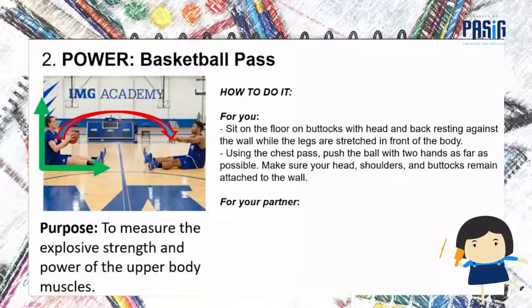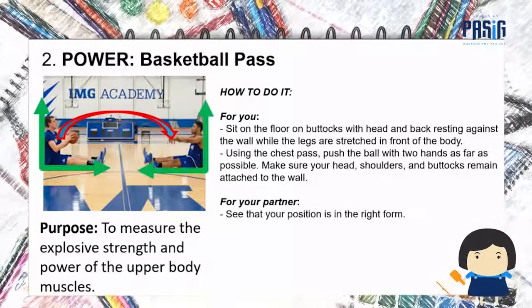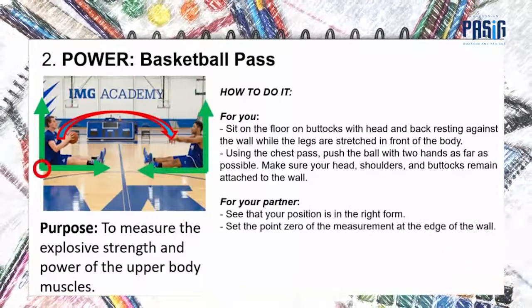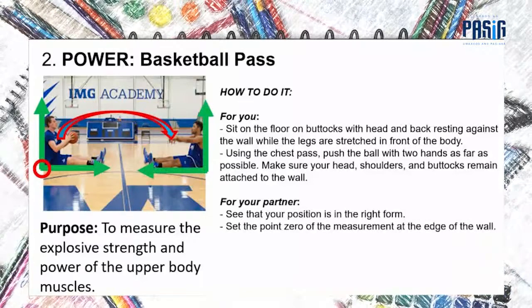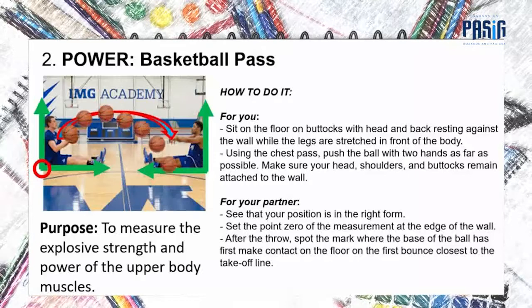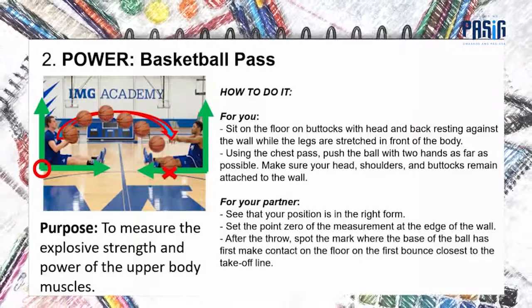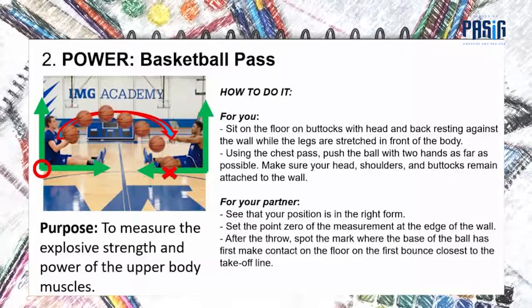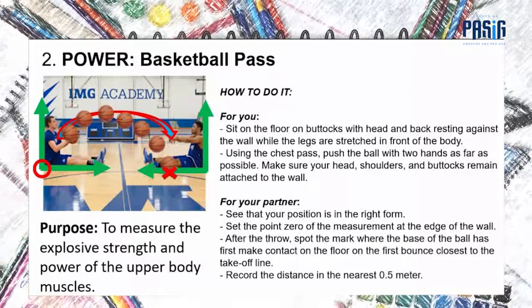For your partner, see that your position is in the right form. Set the point zero of the measurement at the edge of the wall. After the throw, spot the mark where the base of the ball has first made contact on the floor on the first bounce closest to the takeoff line. Record the distance in the nearest 0.5 meter.